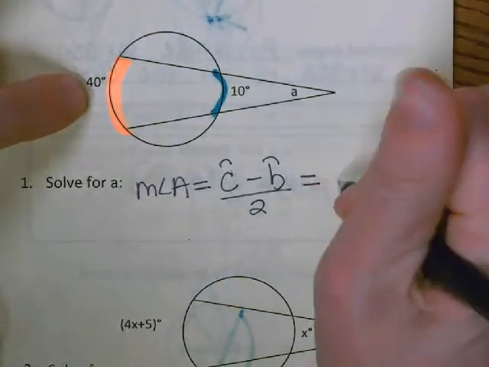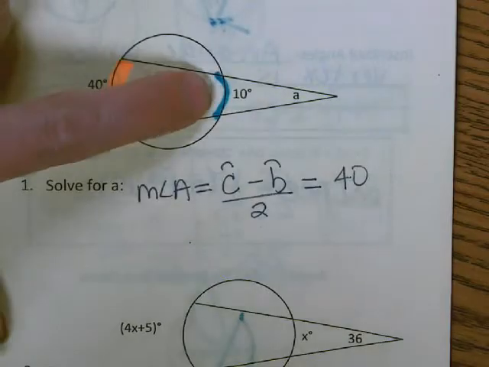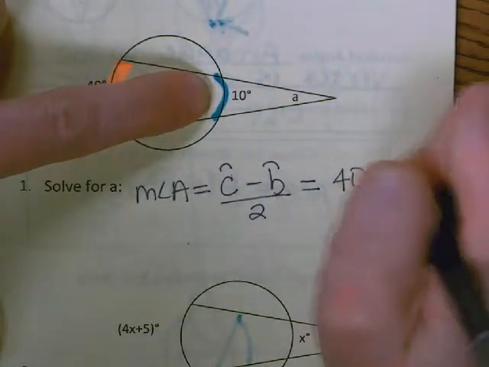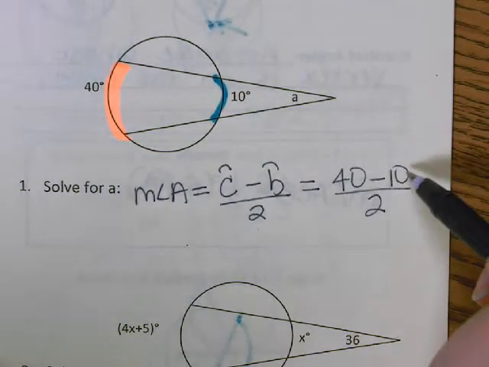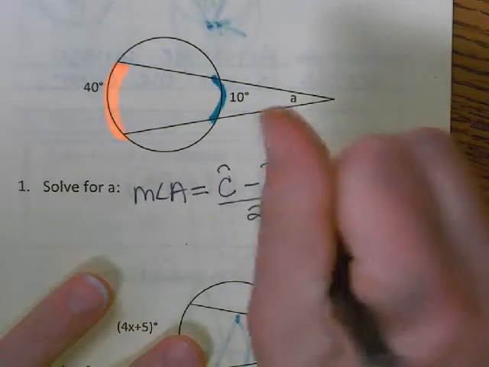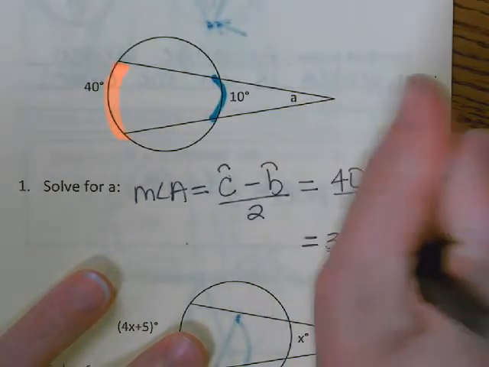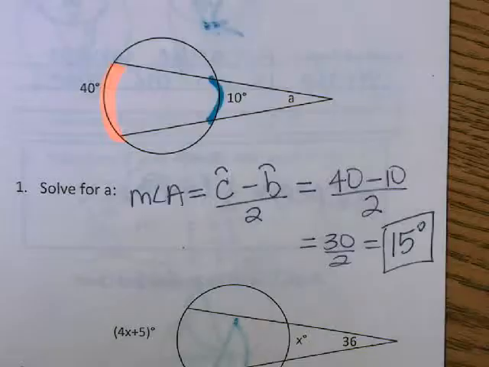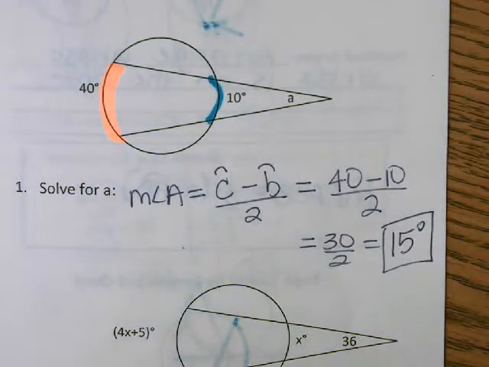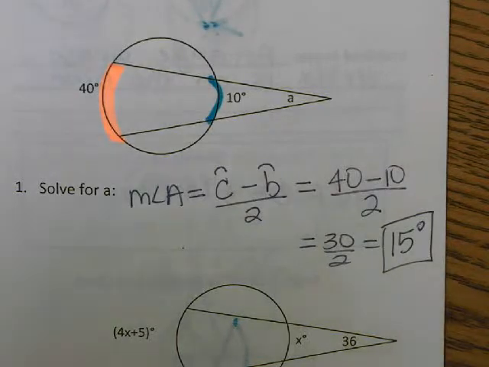So what is C? It's 40. What is B? It's 10, divided by 2. 40 minus 10 is 30. 30 divided by 2 is 15. So the measure of angle A is just 15 degrees. See, I told you it was easy. This looks hard. Okay? Alright, let's do the next one.